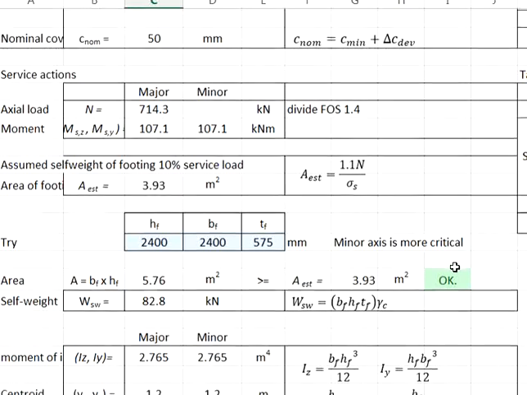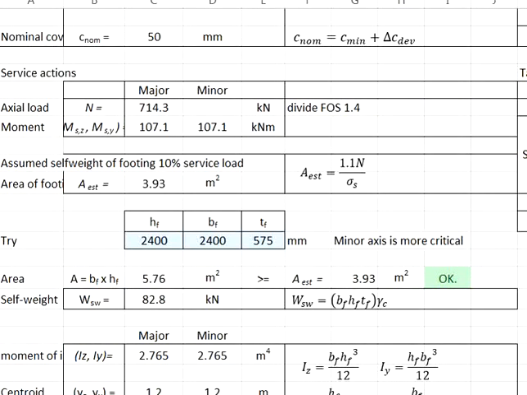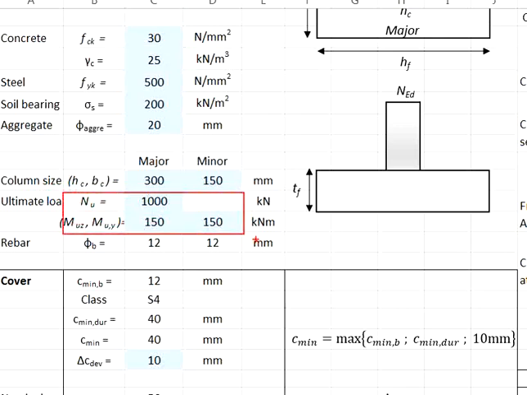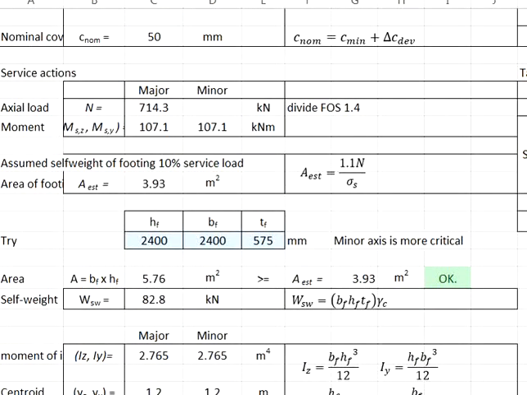Next, we need to determine an appropriate size for the pad footing. Based on the prescriptive method, the estimation of the size of the pad footing shall be based on the serviceability limit state. The question gives the loading in the ultimate limit state. We will need to convert this ultimate limit state into serviceability limit state. This is done by dividing the ultimate load by the factor of 1.4 when we do not know how much is the Gk and how much is the Qk. This gives you the axial load equal to 714.3 kN and the moment equal to 107.1 kN meter in both axes.